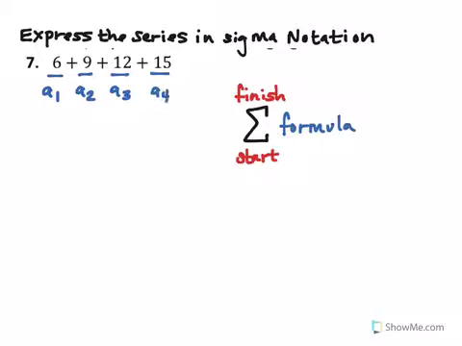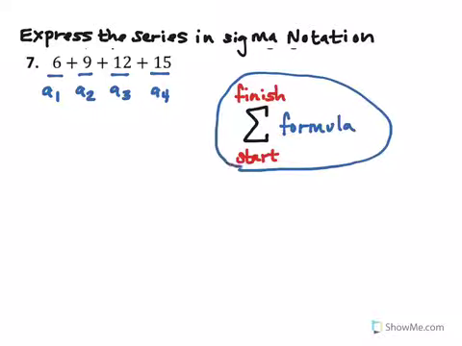And we want to express this in this format over here, this sigma notation, where this Greek letter sigma means the sum. So that's what we're trying to find with series, the sum of the numbers in the sequence. And we have some starting value that we're going to input into the formula, and we have the finishing value, or the last number for n, that we input into the formula.